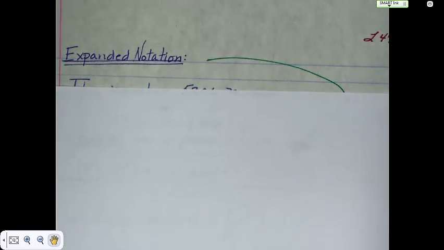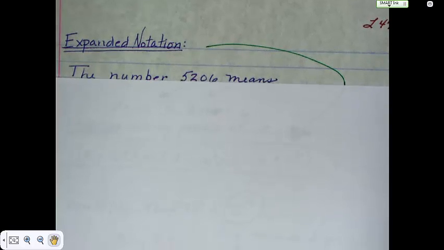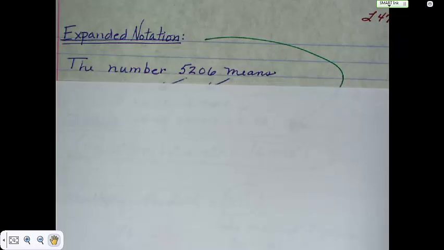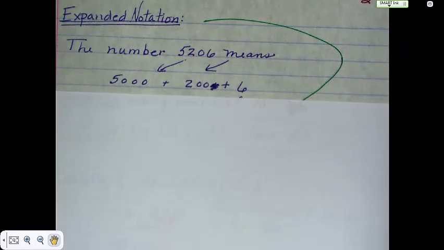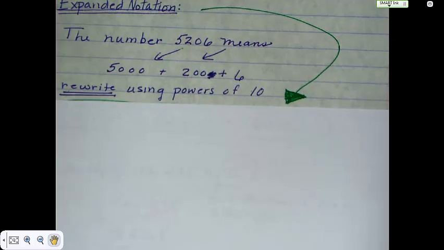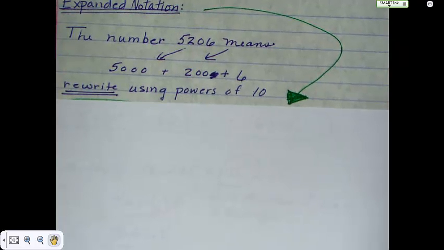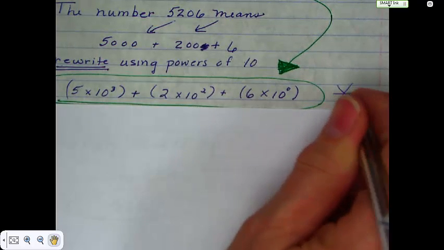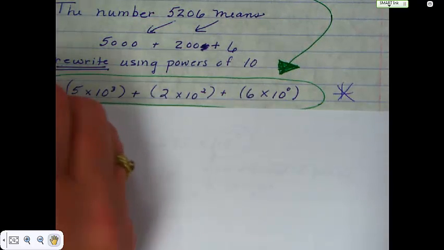Okay, the other thing that we need to talk about today is expanded notation. And expanded notation can oftentimes get confused, so be sure that you understand what this is. In expanded notation, the number 5,206 means 5,000 plus 200 plus 6. We will rewrite it using the powers of 10, and that is our expanded notation right here. So this example right here is expanded notation.